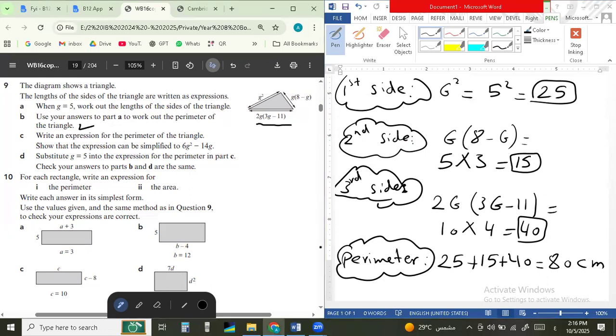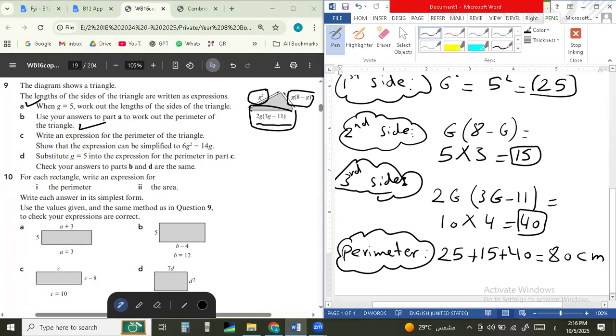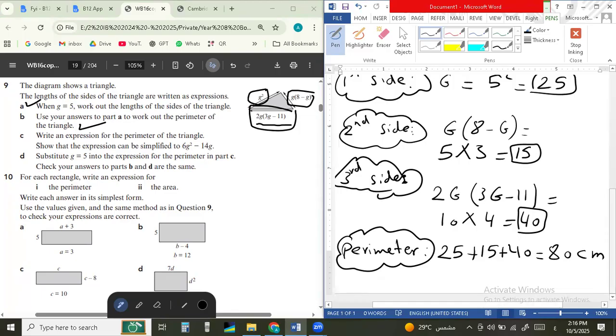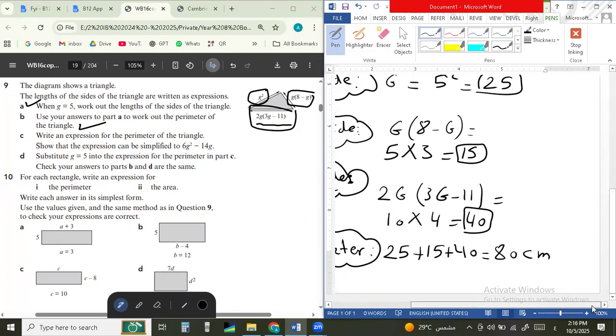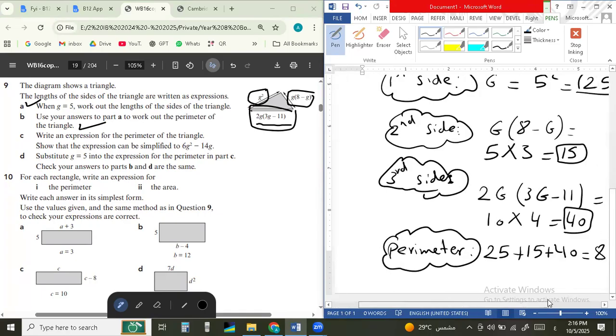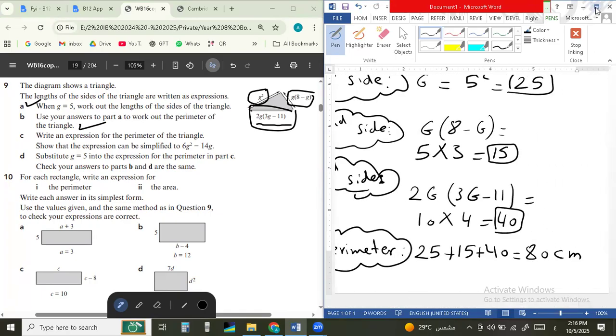Here we finished B and we finished A. Write an expression for the perimeter of the triangle. To write an expression for the perimeter of the triangle, we need to add this plus this plus this as variables. They're requesting an expression. Let's move here. We got no space, so just a second.